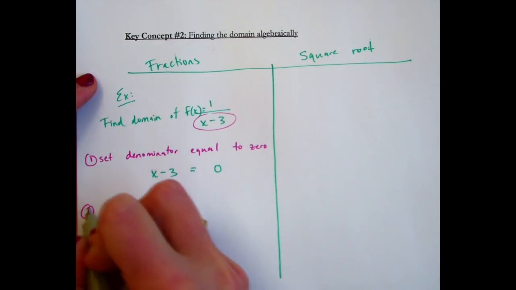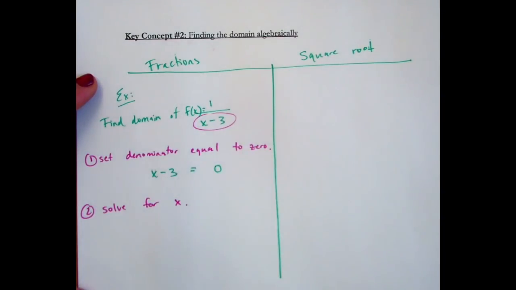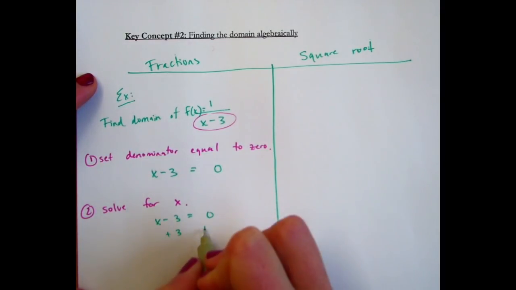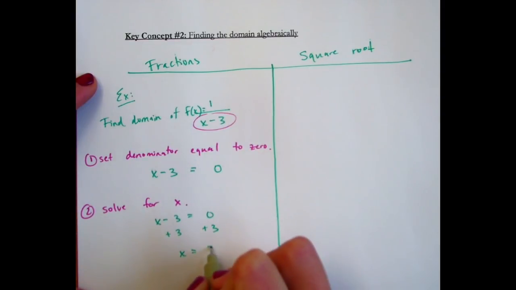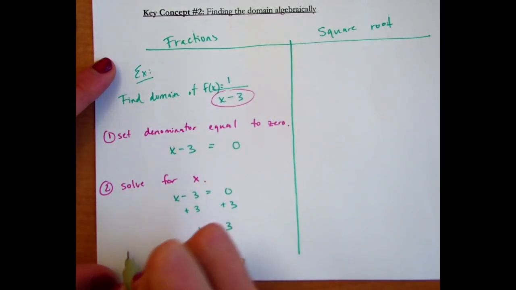Okay, so to solve for x, x minus 3 equals 0. I'm going to add 3 to each side, and I get x equals 3. And then my answer is going to be all real numbers except for 3.